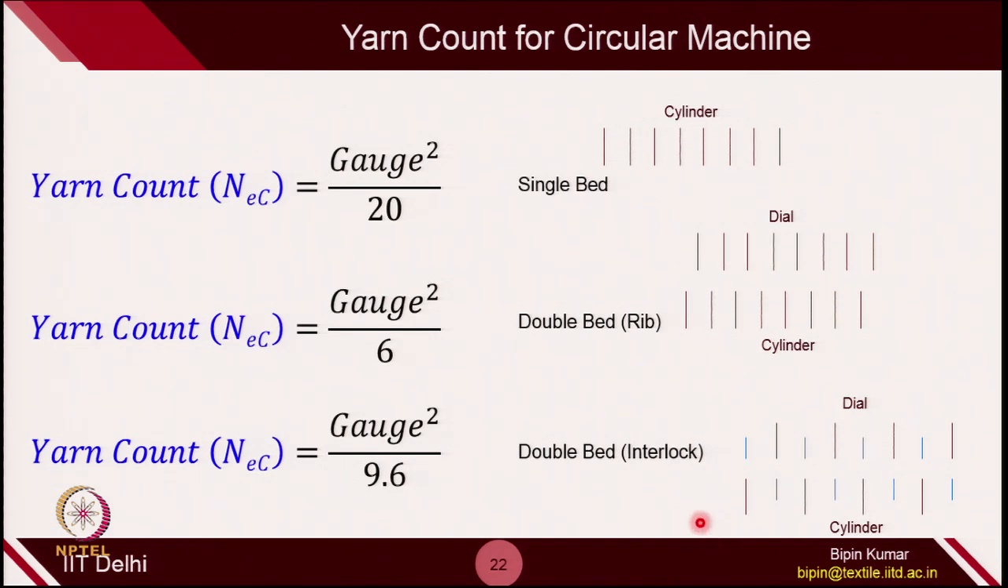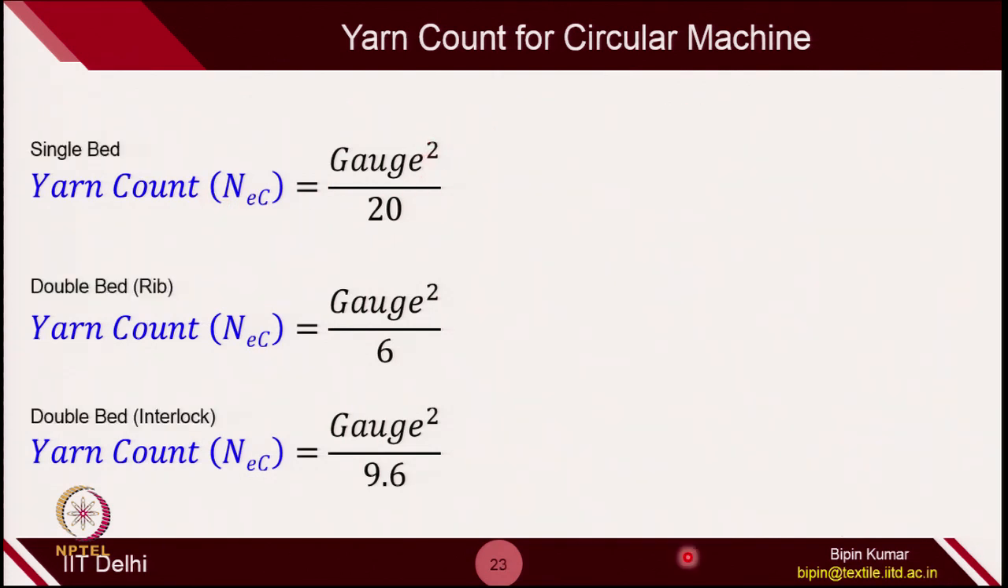When you see double bed interlock, you might have seen it in a double jersey circular machine in interlock setting, where you have long butt and short butt needles placed alternately. On this machine, based on the experience, they have found the constant is 1 by 9.6. So, for each machine type you can observe this constant is changing, but one thing is common: the count is no doubt related to the gauge square.